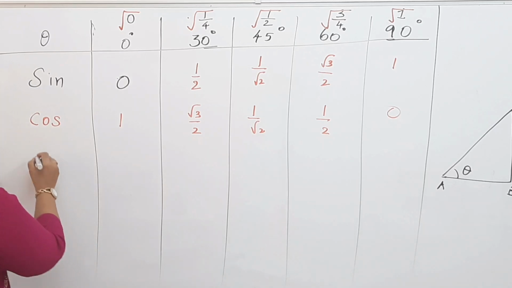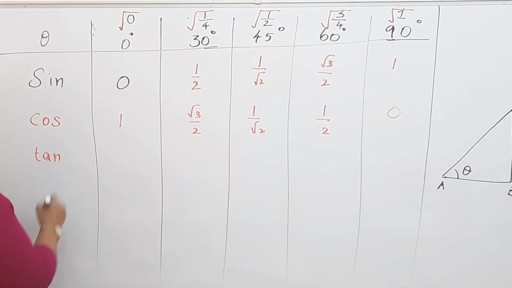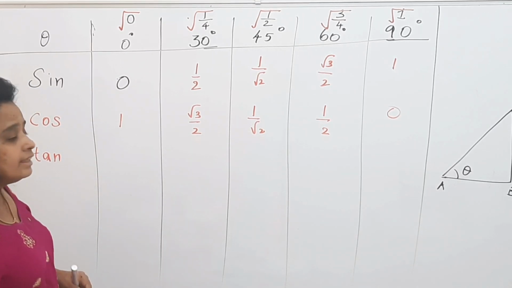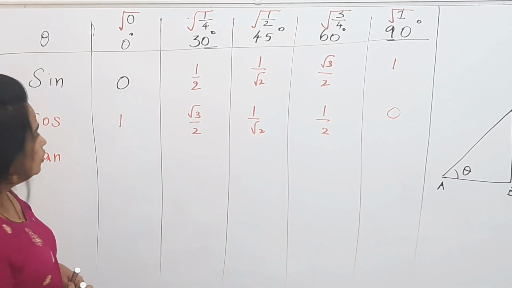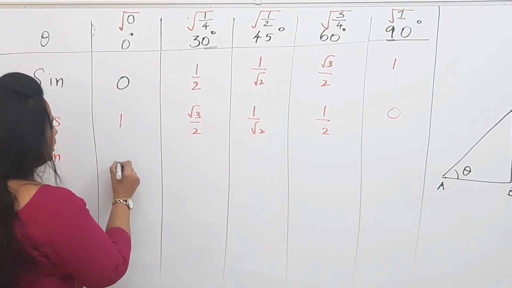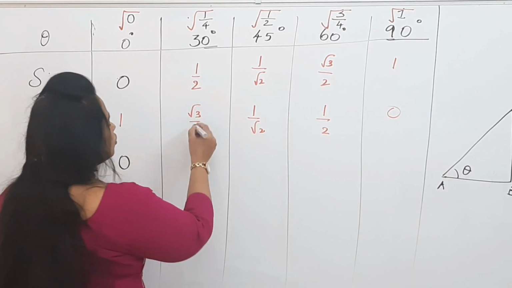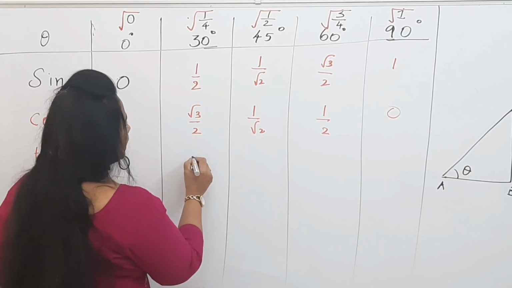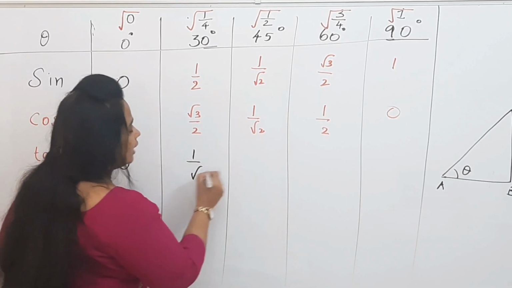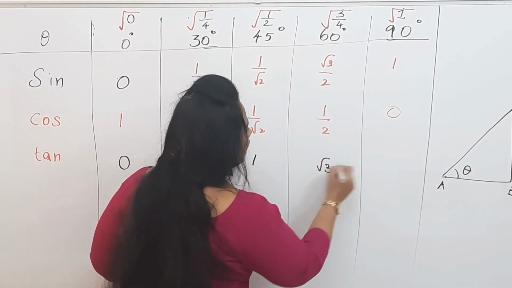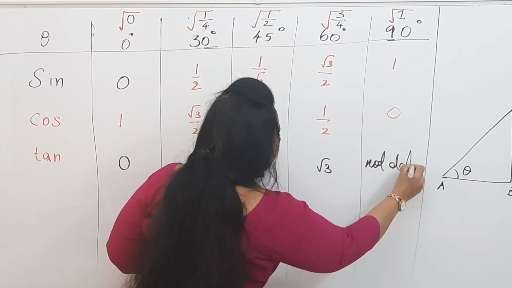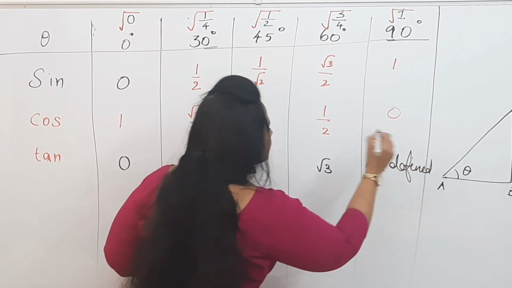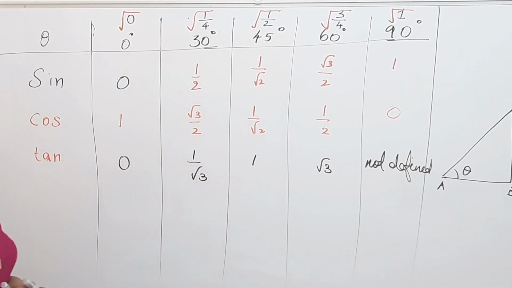And now we go for tan. Tan is sine divided by cos. So 0 by 1 is 0. And 1 by 2 divided by root 3 by 2 is equal to 1 by root 3. Then 1, then root 3, and then not defined. Why? Because 1 by 0 is not defined at all.